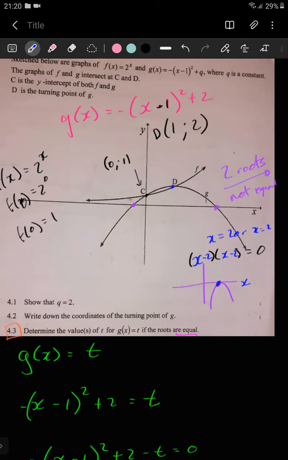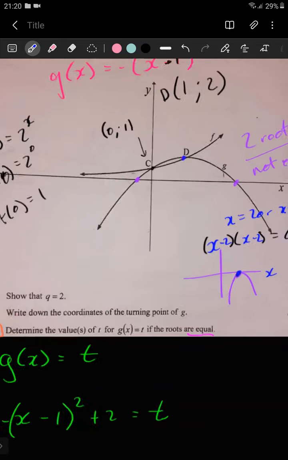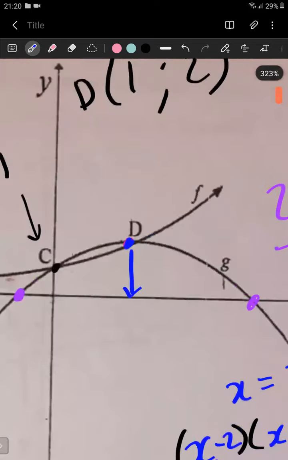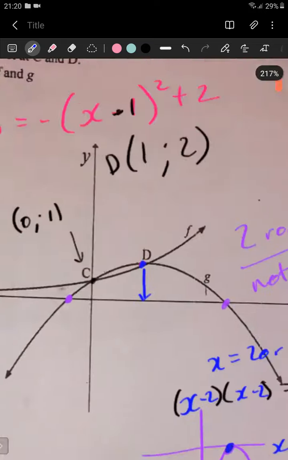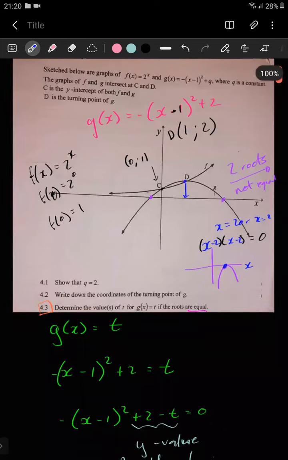So in our case, we need to ask ourselves, from this image here, what needs to happen for you to have this image? For the graph to have a turning point at the x-axis, your graph has to be moved a certain amount of units downwards. So clearly we need to find out what this distance is that our graph needs to be moved downwards for it to have roots that are equal.